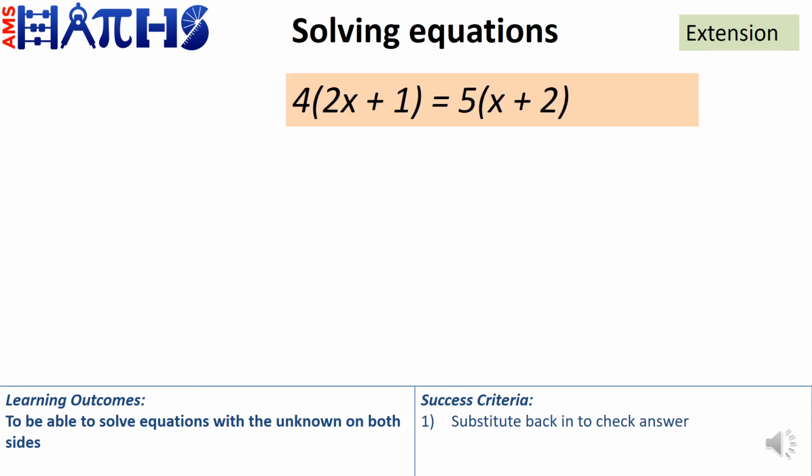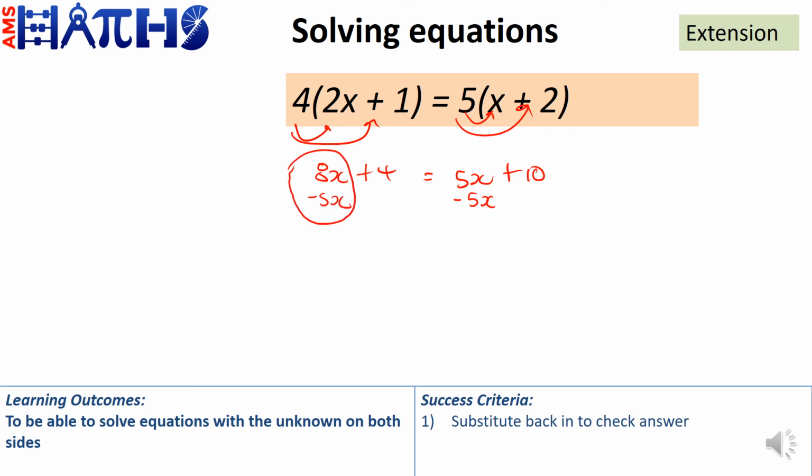One more problem example, and then we will try some questions. So brackets on both sides, so we will expand first. 4 times 2x, 8x. 4 times 1 is 4. 5 times x, 5x. 5 times 2 is 10. Subtract 5x because that's a smaller group of x, so we'll do that on both sides. 8x minus 5x is 3x, and plus 4 remains. 5x minus 5x is 0, so we're left with just 10.